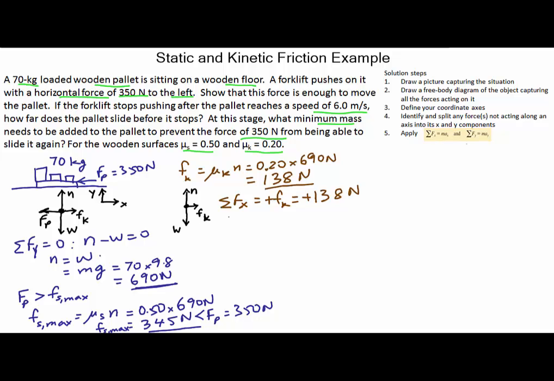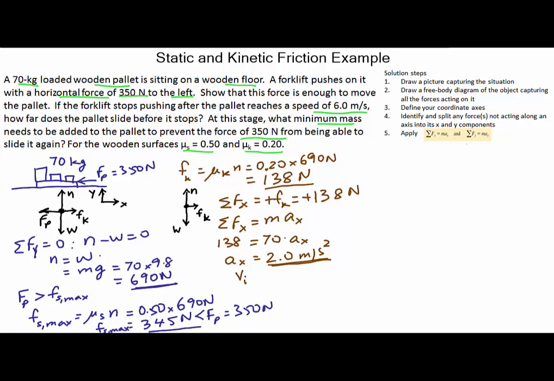So going back to this second law, sum of forces in the x direction equals m times ax. And when I put the values in now, I get 138 Newton equals 70 kilograms times ax, which when I solve for ax, it is 1.97, or down to two significant digits, 2.0 meters per second squared. So I got the acceleration.